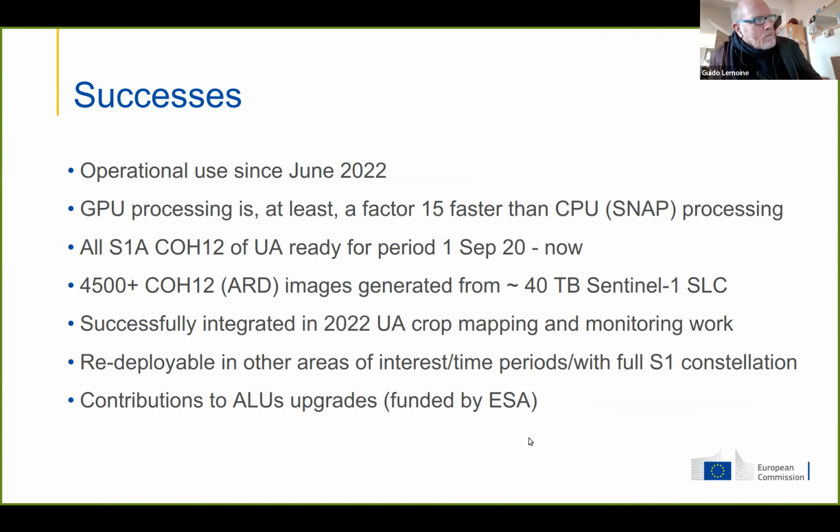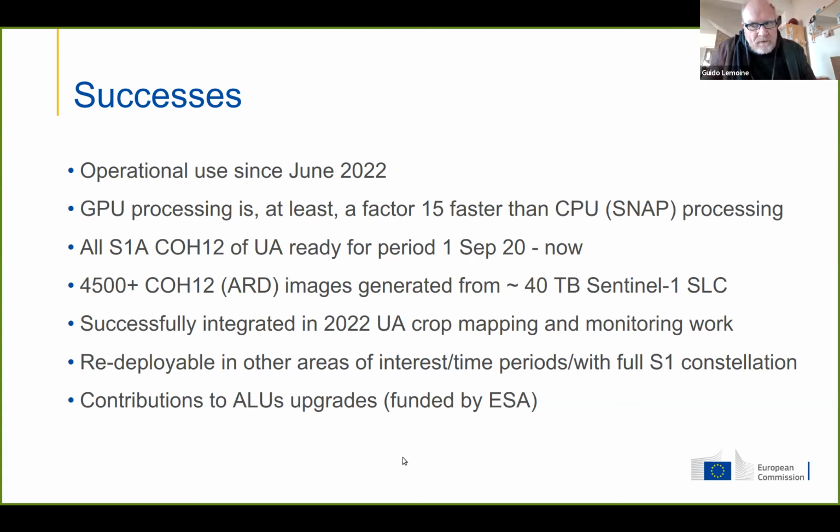Overall success. We are now using this operationally, which basically means that we have sorted out all the issues, and we now do routine generation of this data. As already said, it is a factor 15 quicker. We have everything from September 2020 till now, because we're comparing seasons as well. That is about 4,500 coherence images, which needs about 40 terabytes of input of single look complex data.